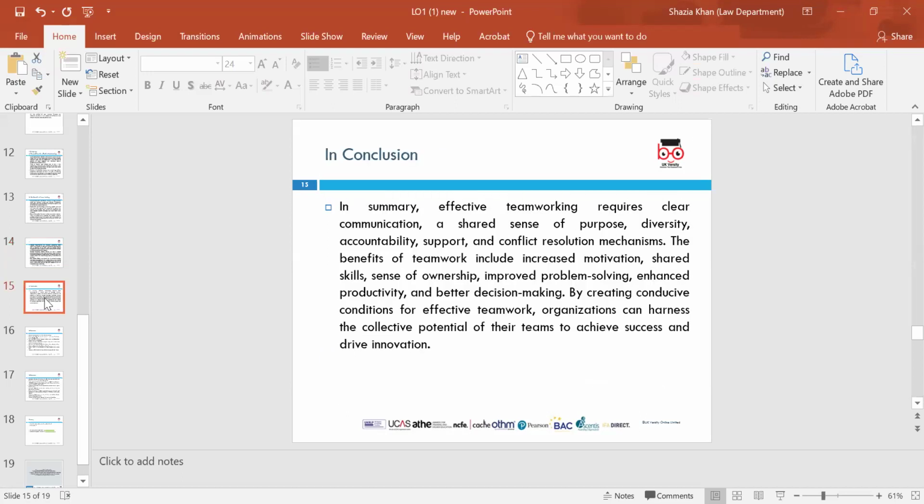So in conclusion, effective team working requires clear communication, a shared sense of purpose, diversity, accountability, support, and conflict resolution mechanisms. The benefits of teamwork include increased motivation, shared skills, sense of ownership, improved problem solving, enhanced productivity, and better decision making. By creating conducive conditions for effective teamwork, organizations can harness the collective potential of their teams and achieve success and drive innovation.